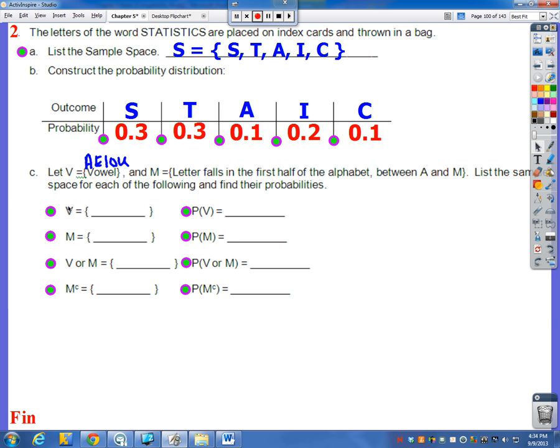So for V, vowel, well, what letters in our probability distribution or our probability model are vowels? Well, those would be A and I. What's the probability that we get a vowel in statistics? Well, we can just take our 2 separate events here and add them together. So 0.2 and 0.1 makes 0.3.